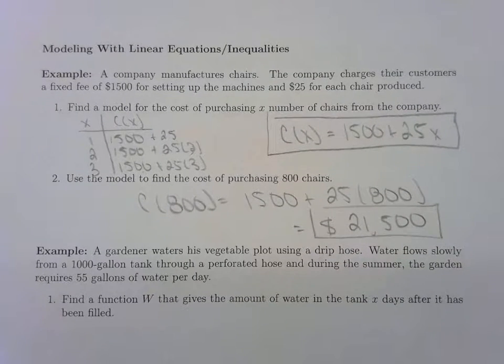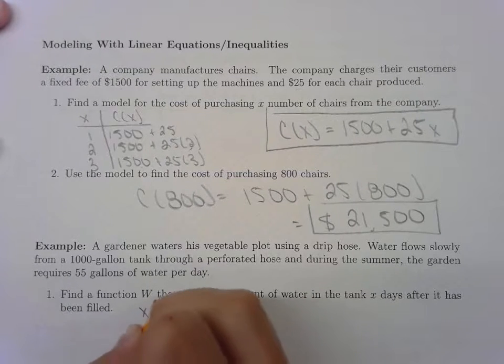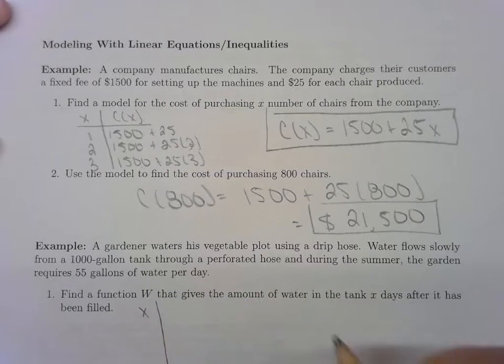Okay, next example. It says a gardener waters his vegetable plot using a drip hose. Water flows slowly from a 1,000-gallon tank through a perforated hose, and during the summer, the garden requires 55 gallons of water per day. Number 1, find a function W that gives the amount of water in the tank x days after it has been filled. Okay, so again, let's start with an x, f of x chart, or they wanted W of x here. x is the number of days.